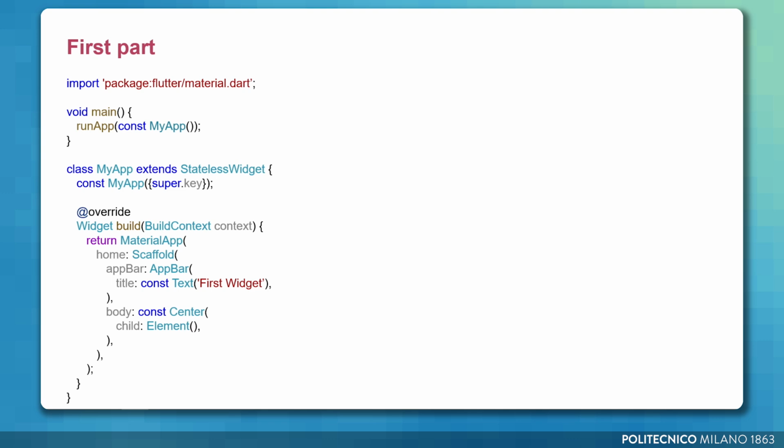To build the app structure, we define a new stateless widget called myApp. Since it extends stateless widget, we override the build method, which returns a widget, in this case, a fully set up material app. The layout follows a familiar pattern. The material app contains a scaffold, which includes an app bar and a body. The widget displayed in the center of the screen is now our custom element widget.